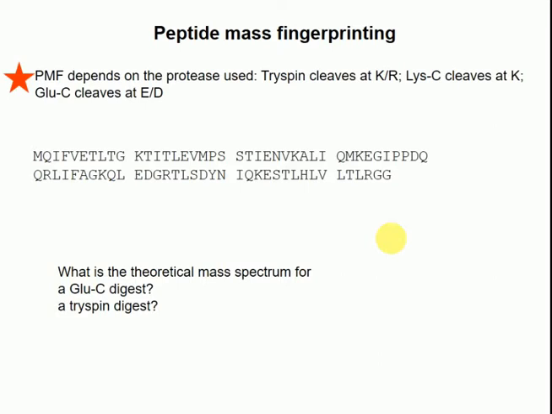Okay, so if you had this protein, what would the theoretical mass spectrum be for a GluC digest and a trypsin digest? I'll give you a minute to think about that.